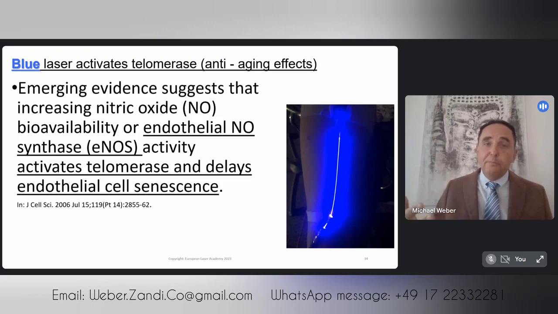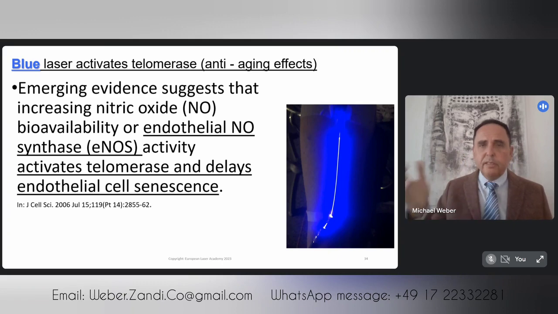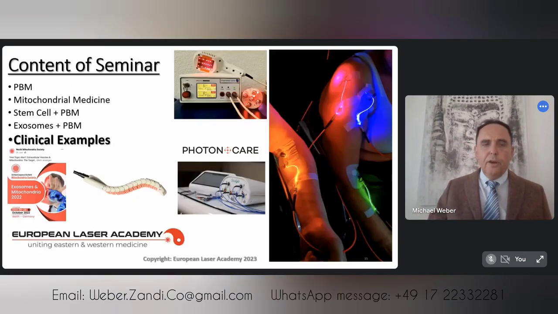For those who know me, my love to coenzyme Q10. There's a good study by Professor Jörg Bergemann from Sigmaringen University that coenzyme Q10 does similar. It reduces the shutdown of the telomeres. So if we talk about regenerative medicine, we have to think about the whole package.